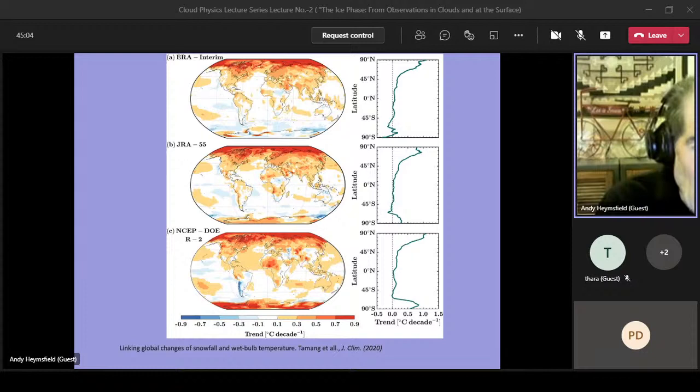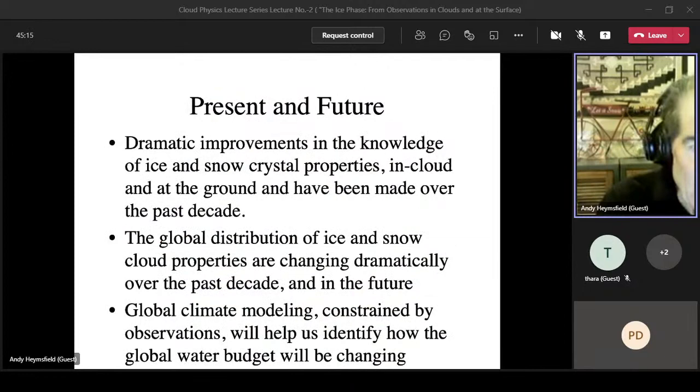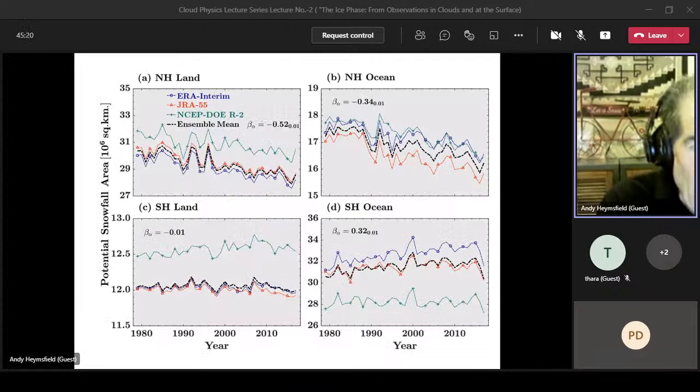And I won't go into the various products, but the important thing is just to show you. I won't go into these in too much detail. One other thing we wanted to look at was the potential snowfall area.